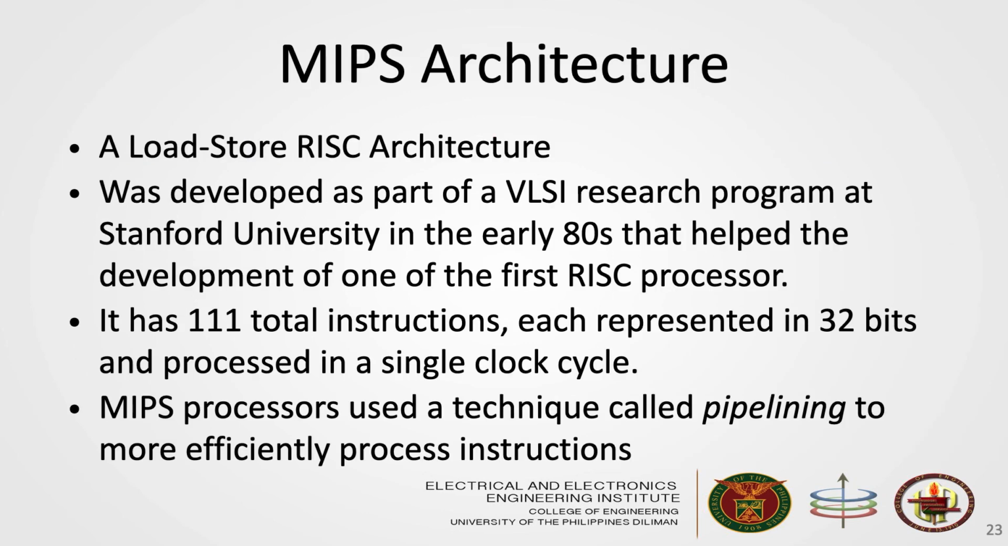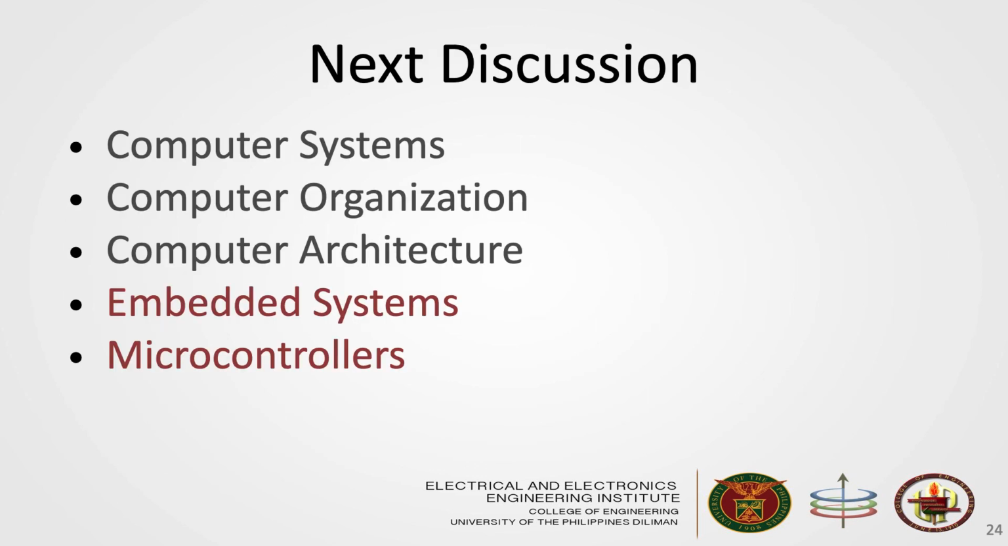In our course, we are going to use the MIPS architecture. It is a load-store RISC architecture developed at Stanford University in the early 80s. The readings and idea sessions with graduate students during the development of this architecture launched the development of one of the first RISC processors. It has 111 total instructions, each represented in 32 bits, and each is processed in one clock cycle. MIPS processors use a technique called pipelining to more efficiently process instructions. We will talk more about MIPS architecture next week and the next succeeding weeks.